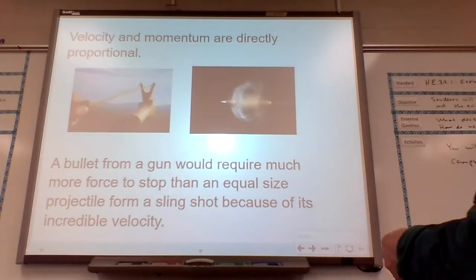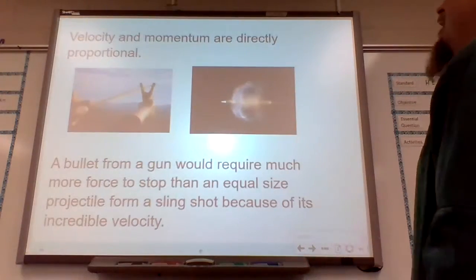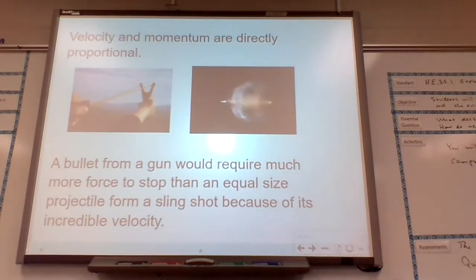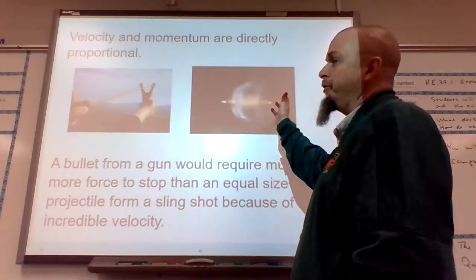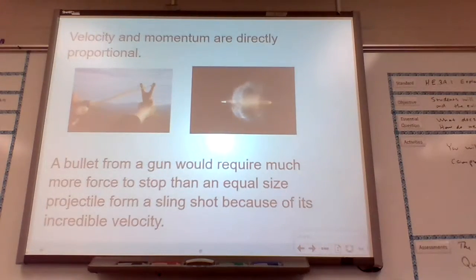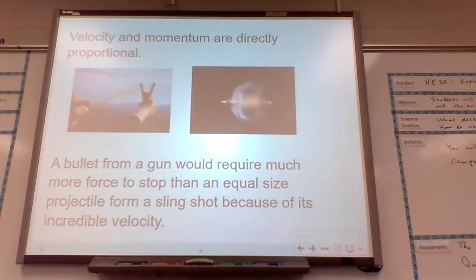The slingshot is going to give you much lower velocity, and because of that, much lower momentum. This would do something like going through the wall of a building without much issue, whereas this one couldn't. And again, the difference is momentum. And what causes that difference in momentum is the velocity difference between the two.